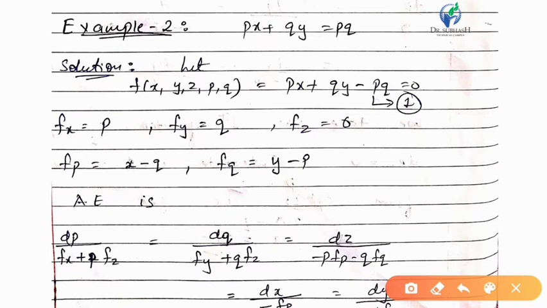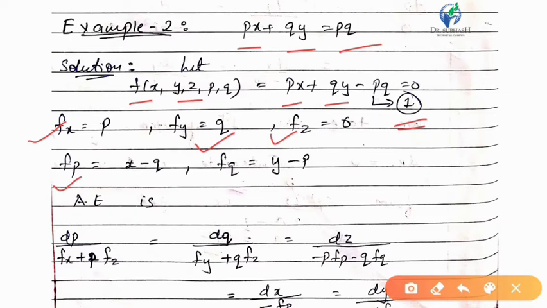Our equation given is px plus qy equal to pq. First I will move all the terms towards one side. So I get px plus qy minus pq equal to 0. I name it as equation 1, and I will term this equation as f of x, y, z, p, q. First I find fx. So fx will be p. Fy, differentiating 1 with respect to y, I will get q. There are no terms of z, so fz will be equal to 0.